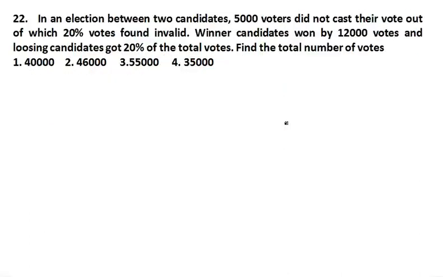Question number 22. In an election between two candidates, 5,000 voters did not cast their vote, and 20% of the votes cast were declared invalid. The winner candidate got 12,000 votes and the losing candidate got 20% of the total vote. Find the total number of votes. Good, very good question. Try to solve. Pause the video and try to solve by yourself.